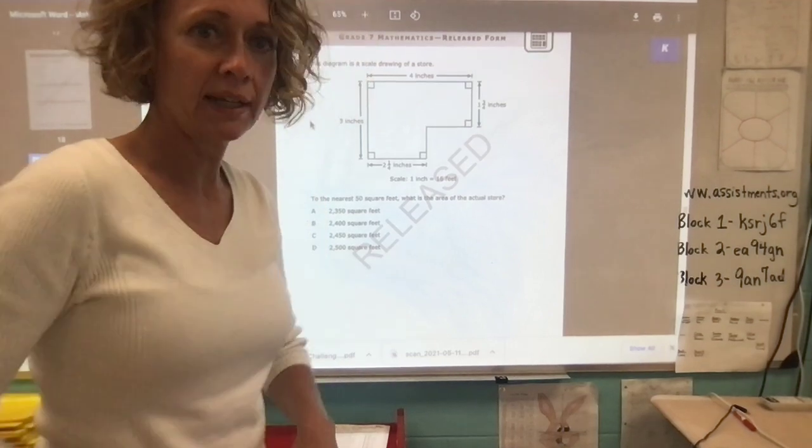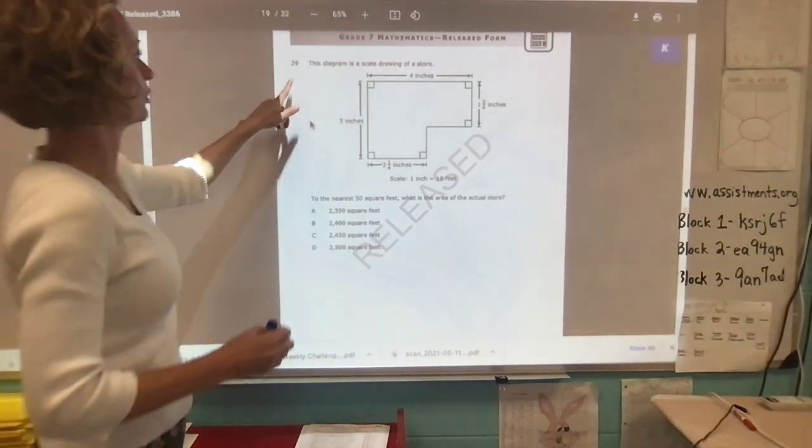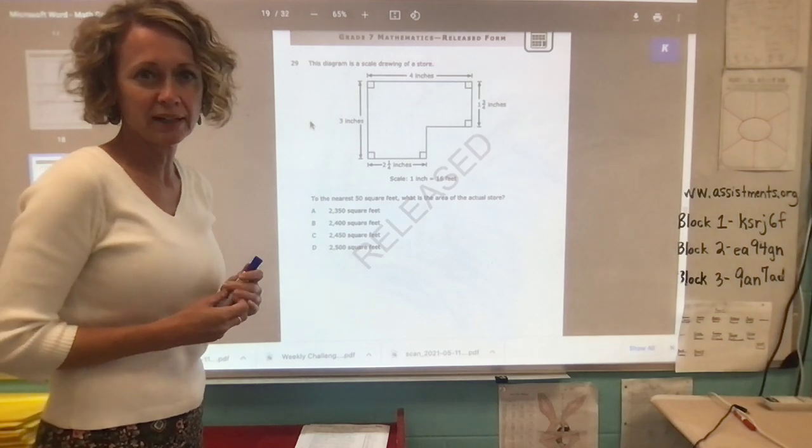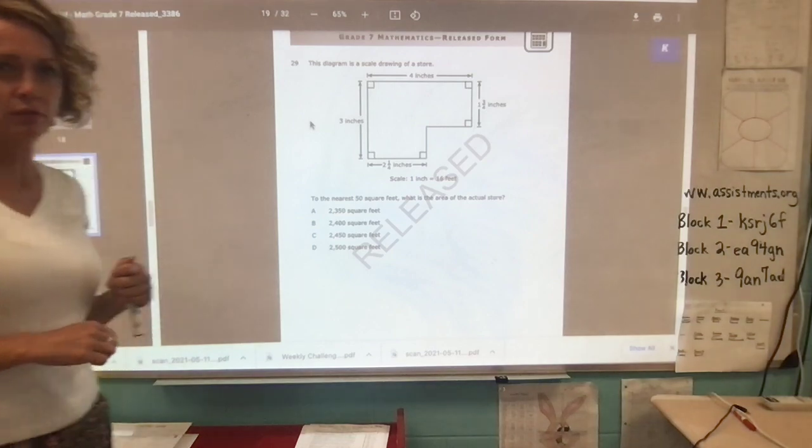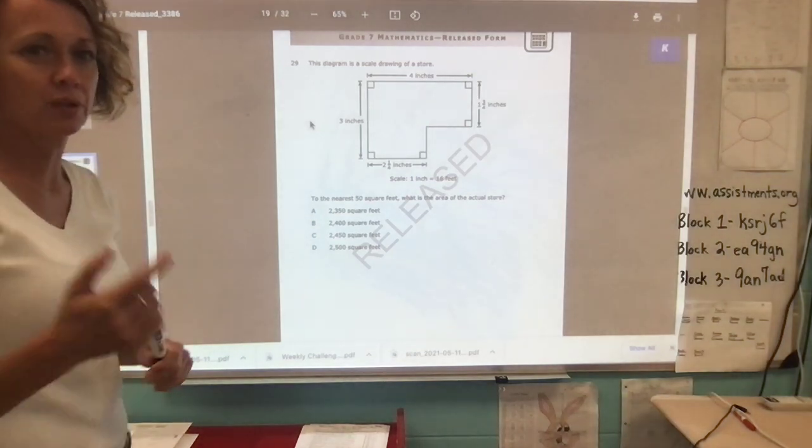Hey, I'm going to be doing an explanation for number 29 from the EOG packet. So I'd like for you to look at that question. I'm going to read over it with you and help you model the math with this problem.